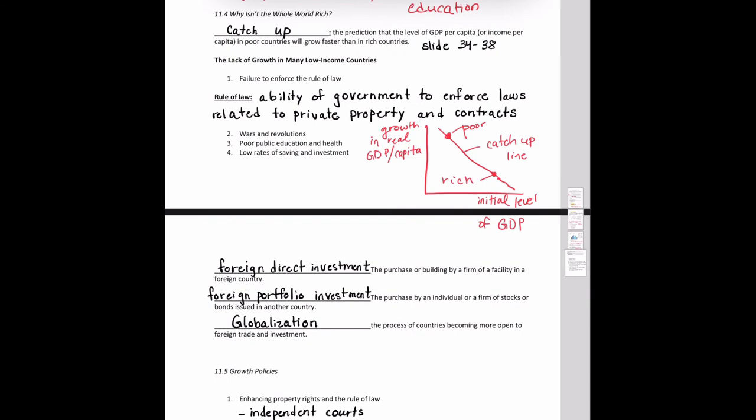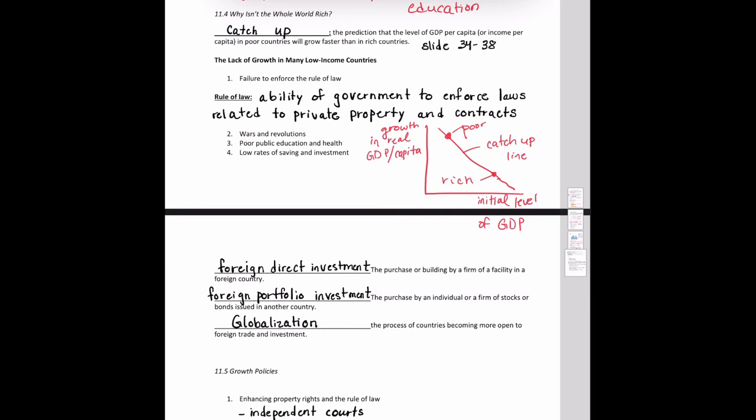So again, we defined what rule of law is. It's important that a government guarantees property rights, because entrepreneurs won't risk starting a business if they aren't confident their property rights are going to be enforced. Wars and revolutions make investment in technological growth difficult, due to the destruction of infrastructure in place and other reasons. Poor public education and health: if you have weak public schools, poor healthcare, workers are less productive. They're not obtaining and growing human capital. Low rates of saving and investment propagate insecurity within the financial system and prevent growth.